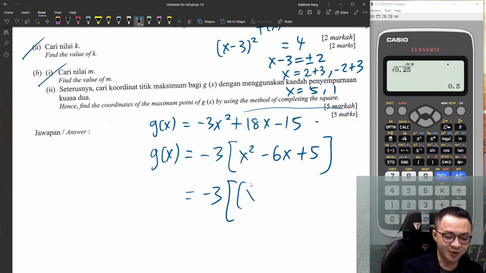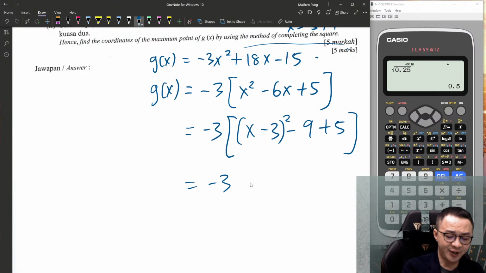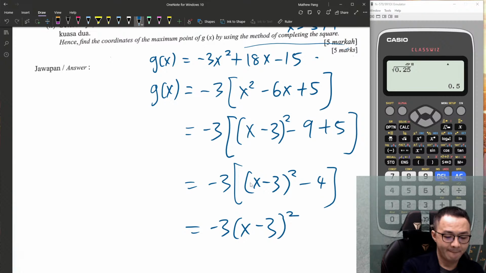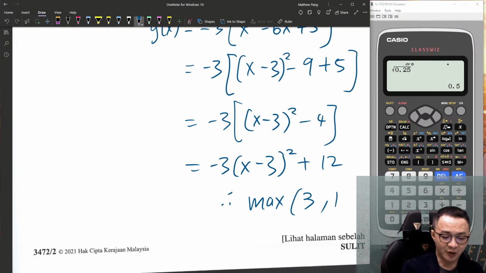Now I do completing a square. This is (x minus 3) squared minus 9 plus 5. So negative 3. This is (x minus 3) squared minus 4. So negative 3 (x minus 3) squared plus 12. So from here, I can know my maximum coordinate easily, which is (3, 12).